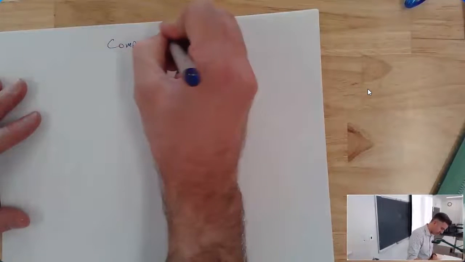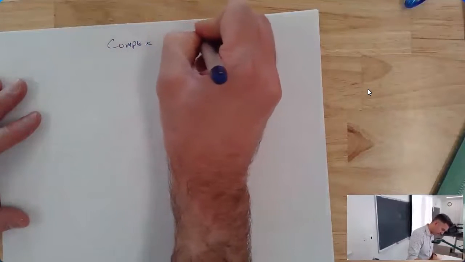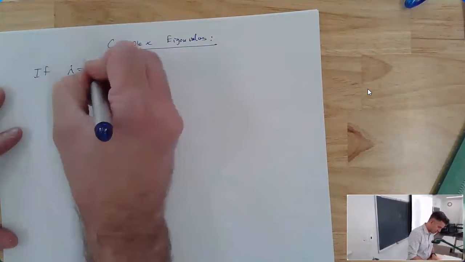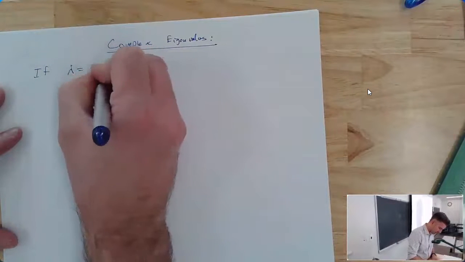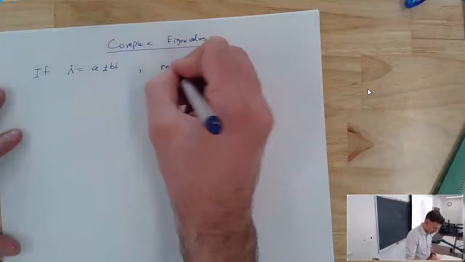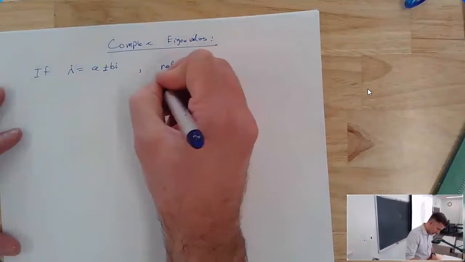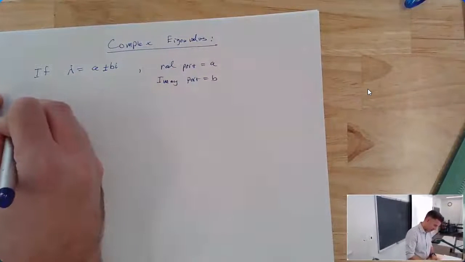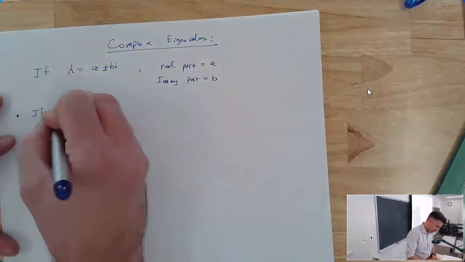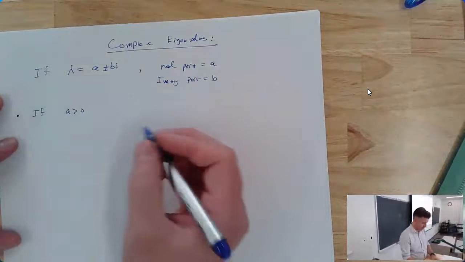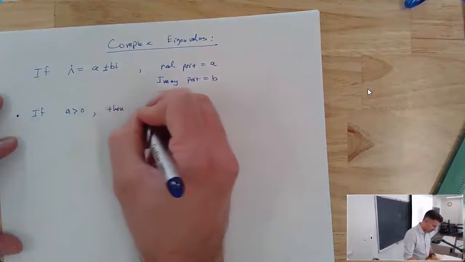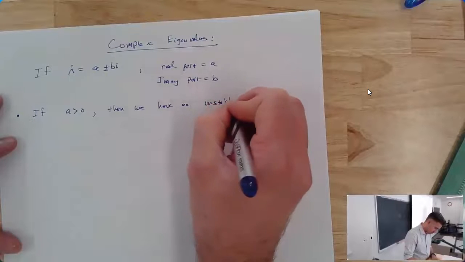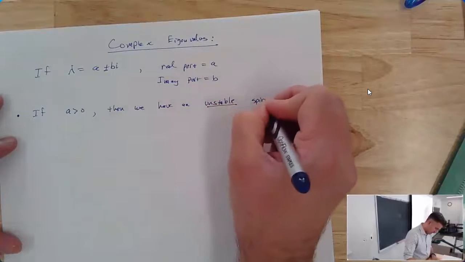Complex eigenvalues. So if lambda is equal to a plus bi or a minus bi, then let's just say the real part is a, the imaginary part is b. And we have three things that can happen. So if a is positive, if the real part is positive, then we have an unstable spiral, meaning an outward spiral.